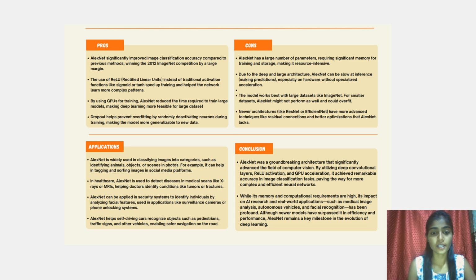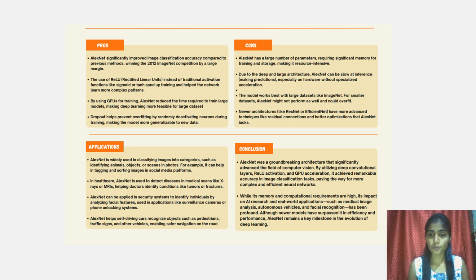Second, in healthcare, AlexNet is used to detect diseases in medical scans like X-rays or MRIs. AlexNet can be applied in security systems to identify individuals by analyzing facial features, used in applications like surveillance cameras or phone unlocking systems. Then the conclusion.